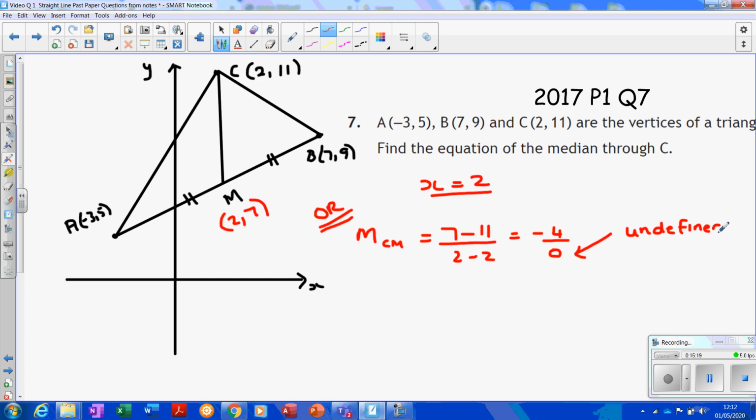So when the gradient is undefined, it tells you that you've got a vertical line, and all vertical lines start off with the equation x is equal to a number, and then you look at one of the points on that line to find out what that number is. So it's 2. If you pick that one, it's 2. And that's your equation. If you don't spot it that way, you would go through here, but be careful with that. You've got to notice that minus 4 divided by 0 is undefined. So put that into your calculator, it's undefined.